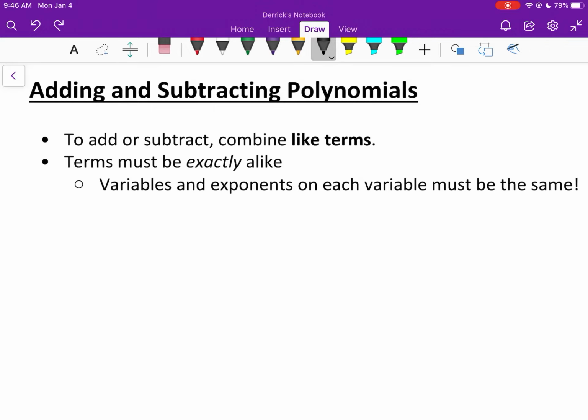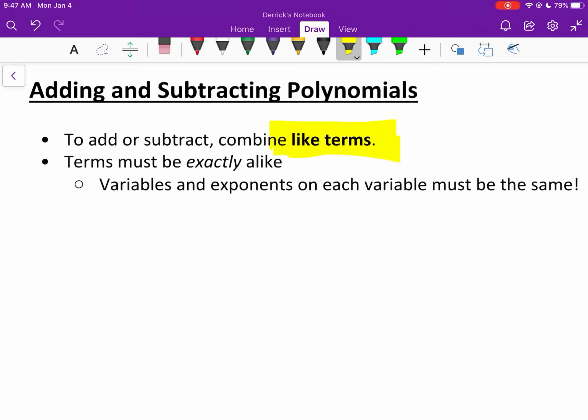Today we're going to be talking about how to add and subtract with polynomials. The concept on how to do this is pretty straightforward. If you want to add or subtract with polynomials, the key thing you're looking for is like terms. You want to be able to combine like terms only.